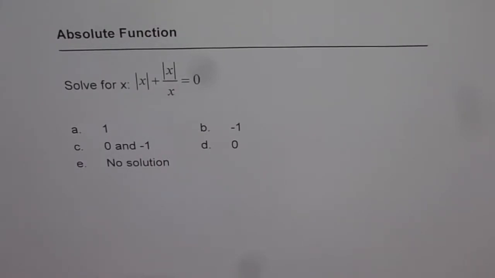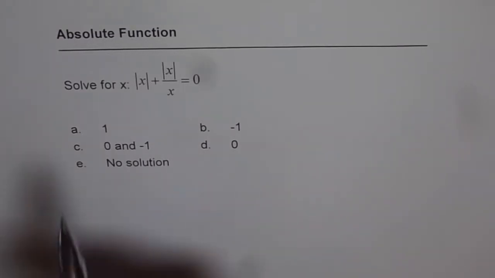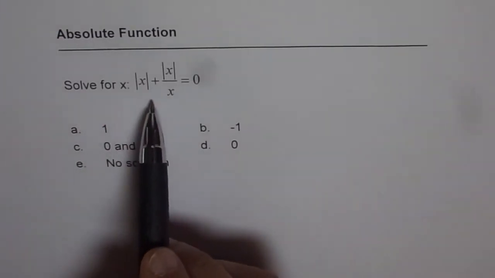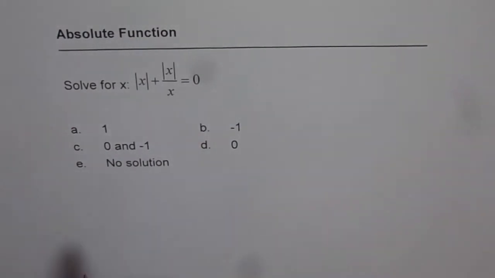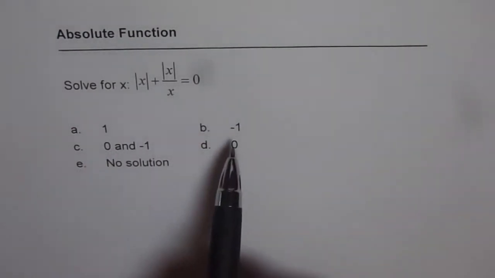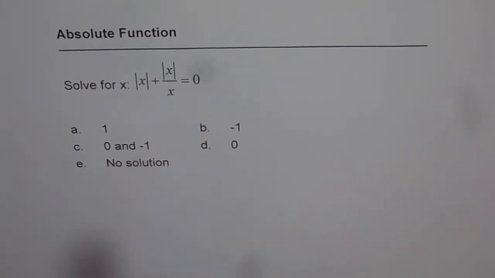Absolute function. Here's a multiple choice question. I'd like you to pause the video, read the question, select the answer, and then look into my suggestion. The question is, solve for x: absolute x plus absolute x over x equals 0. We are given 5 choices, which are 1, minus 1, 0 and minus 1, 0, or no solution.